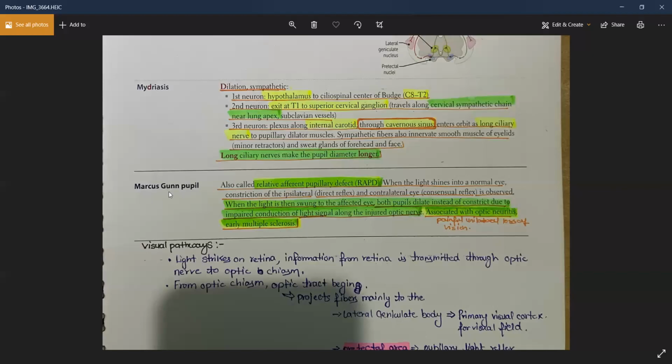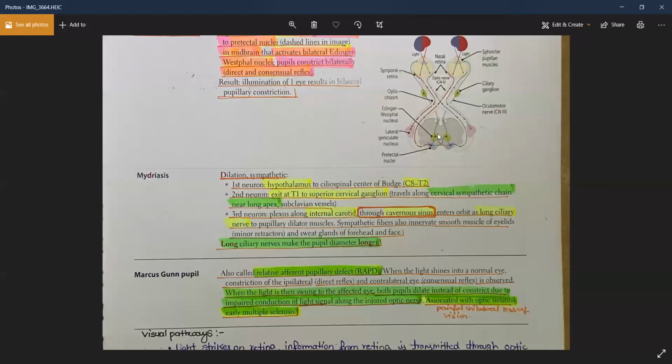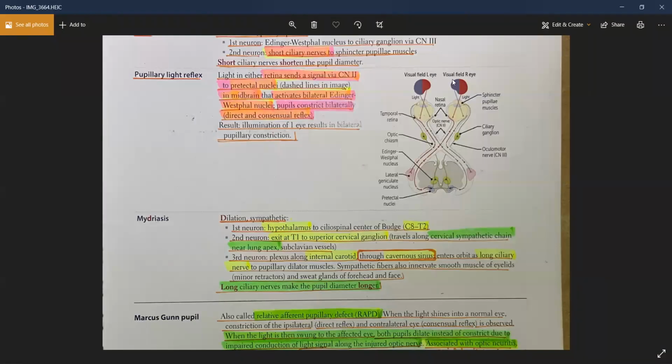So in case of Marcus Gunn pupil, you're having a relative afferent pupillary defect. Okay, so let us suppose you're having a damage in the left-sided eye, this optic nerve, and your right-sided eye is absolutely normal. When you shine the light in the right eye, you're having a normal response, the direct response as well as the consensual response, because the third nerve is normal. So it will cause a contraction. But once you shine the light in the abnormal eye, instead of constriction, you will have a dilation of both the eyes.